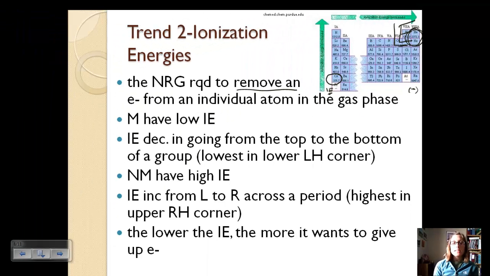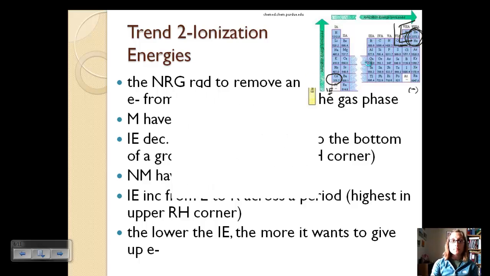So the lower the ionization energy, the more it wants to give up electrons. And it seems a little backwards, but if you remember the definition for ionization energy, this will make sense. It's the energy to remove an electron.